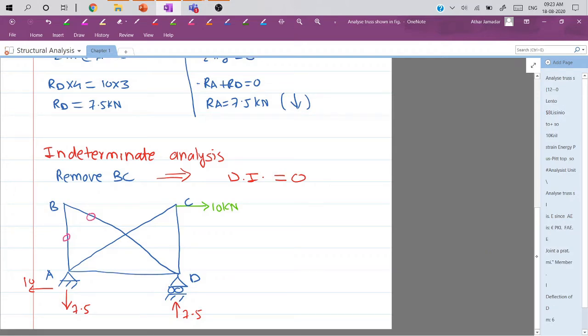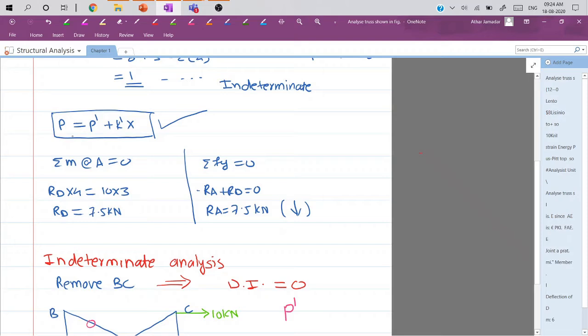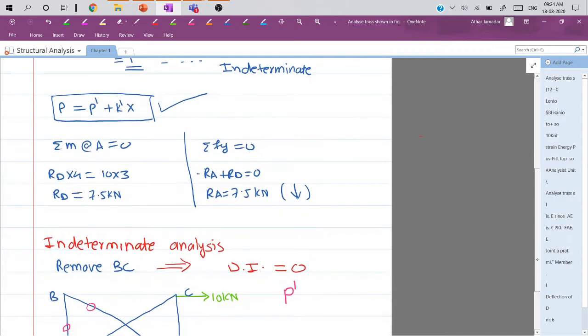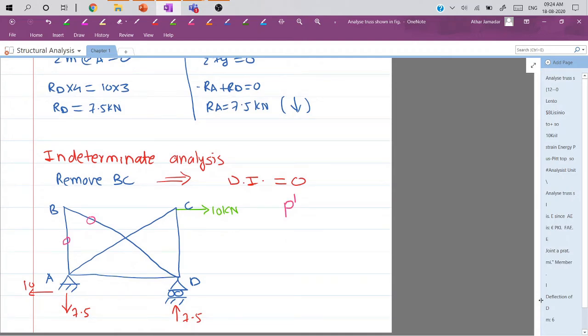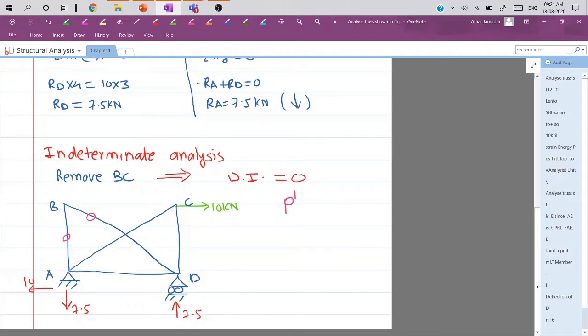After removing any one member from this truss, whatever member forces we find in all the members of the truss, we are going to denote by the letter P dash. So in the formula P is equal to P dash plus Kx, this P dash is nothing but the member forces in all members after removal of the redundant member. In that also, AB member force is 0 and BD member force is 0, because if you select joint B and draw the free body diagram of that joint, external forces are not acting, therefore BA and BD are going to be 0.